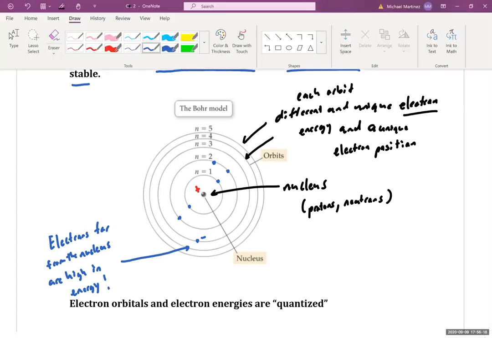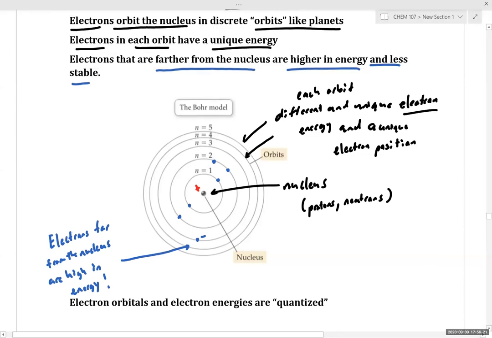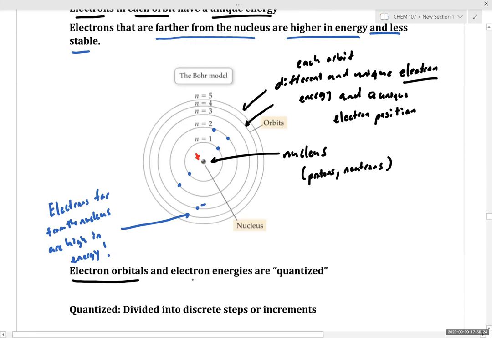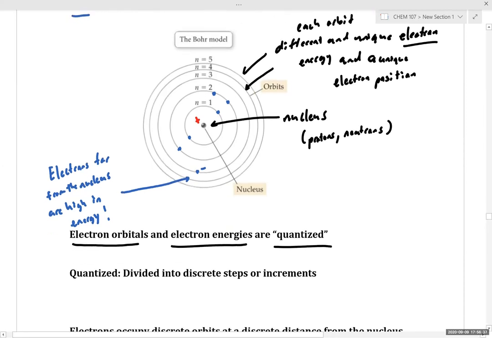Another way that we can describe this phenomenon is this idea that electron orbitals and electron energies are quantized. Don't be intimidated by this word, as it really represents quite a simple idea. When we use the word quantized, what we're saying is that our electron energy and electron positions are divided into discrete steps or increments. So when you think quantized, think stairs.